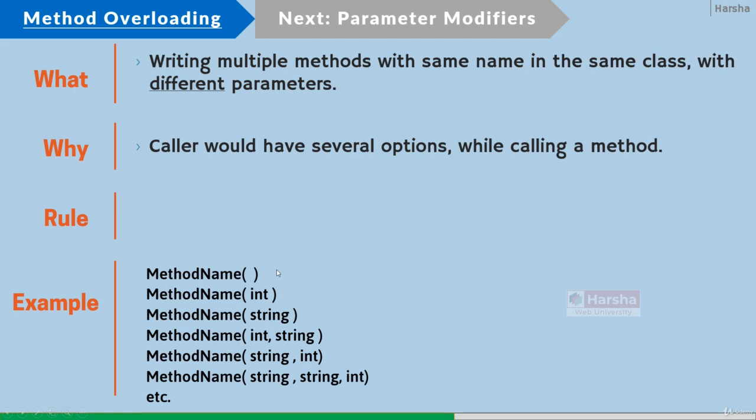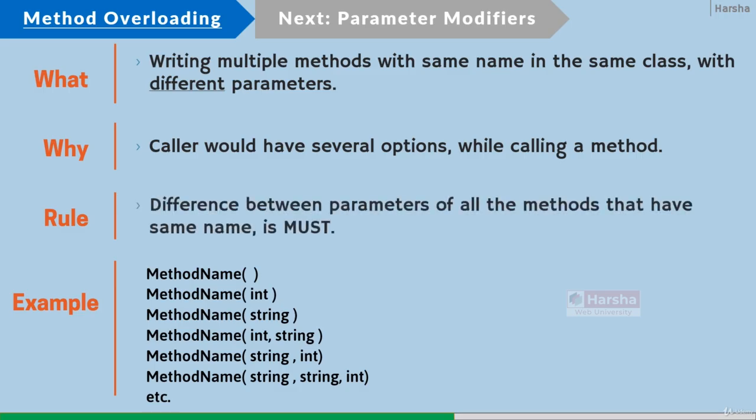So the benefit is that the developer who is going to call this method will have several options. He can pass various types of arguments. That means he can pass no arguments, he can pass one integer argument, and he can pass one string argument, and whatever is defined here. So the overall benefit of method overloading is that the developer has a choice of arguments while calling the method.